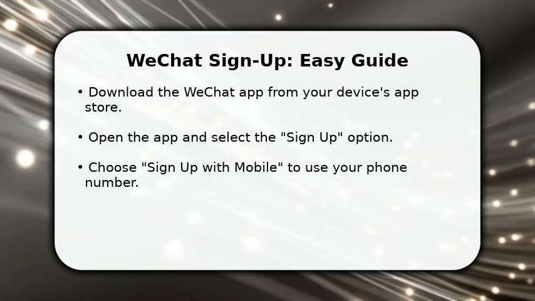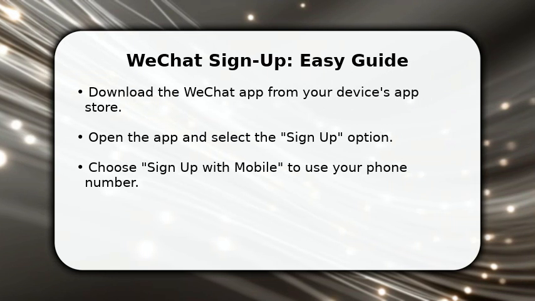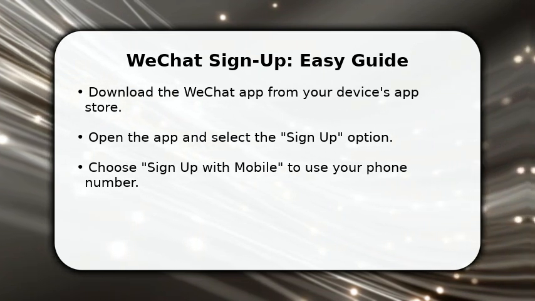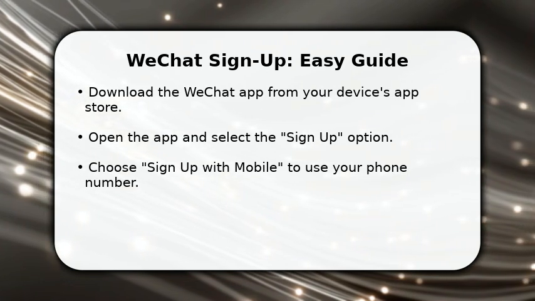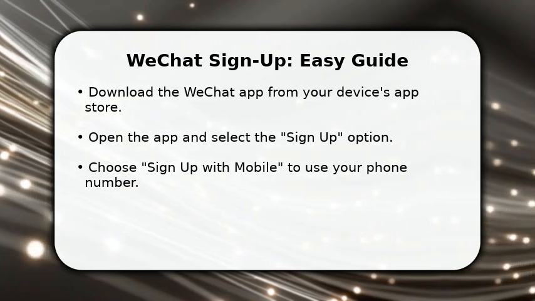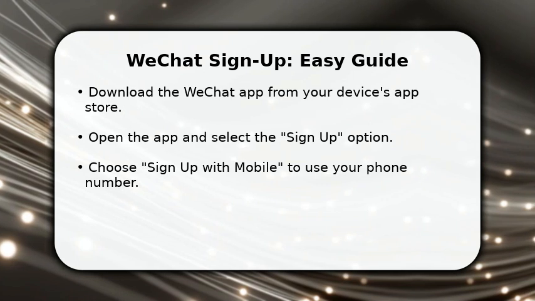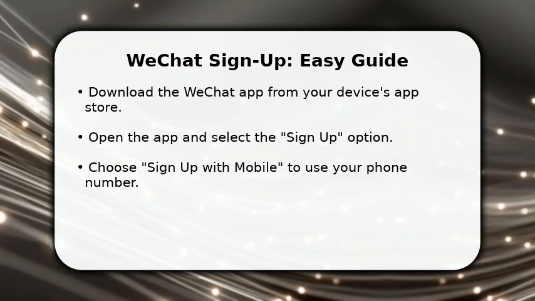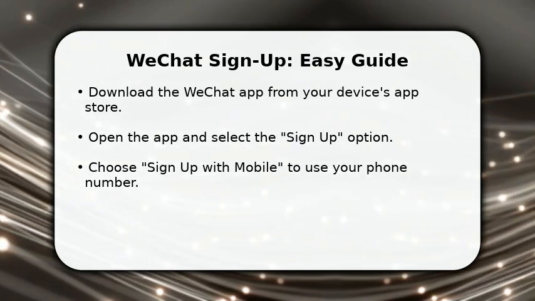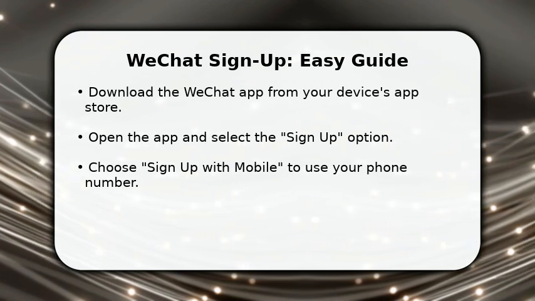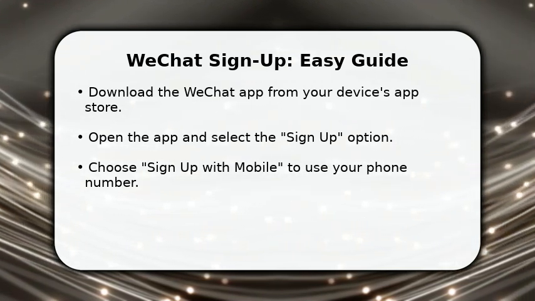In this video, I will show you how to sign up for WeChat. First, you'll need to download the WeChat application from your phone's App Store, whether it's the Apple App Store or Google Play. Once downloaded, open the app and you'll see a welcome screen. Tap on the Sign Up button, then select Sign Up with Mobile to begin the registration process using your phone number. It's a straightforward first step.